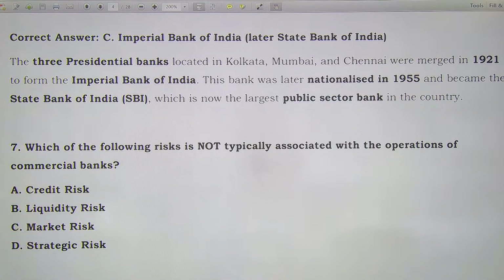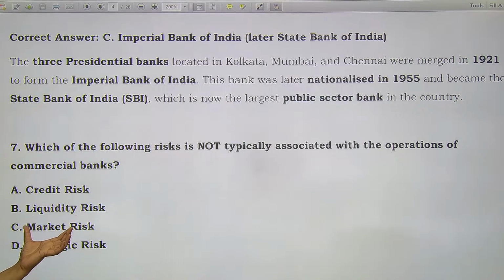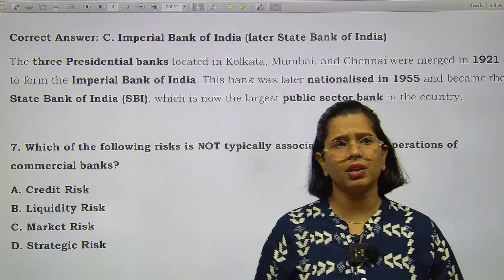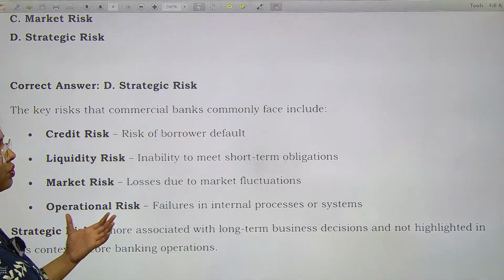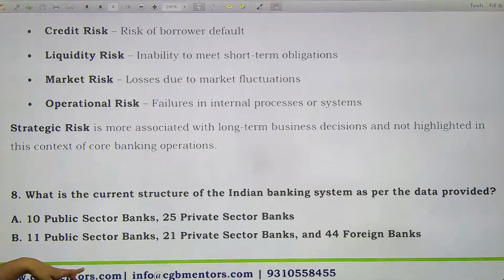Credit risk, yes, obviously it's the major kind of risk which a bank faces. Do we also talk about liquidity risk and market risk? Yes, right. These are very specific to the bank's operations, but strategic risk is not something which concerns the bank so directly. Why is that? Because it is more associated with long-term decisions and not highlighted in the context of the core banking operations. In your core banking operations, strategic risk, I'm not saying that it does not have a role to play, it does, right? But in comparison to the other kinds of risks which are listed over here, it does not have a very substantial role to play.